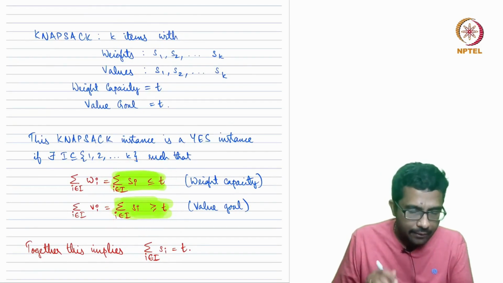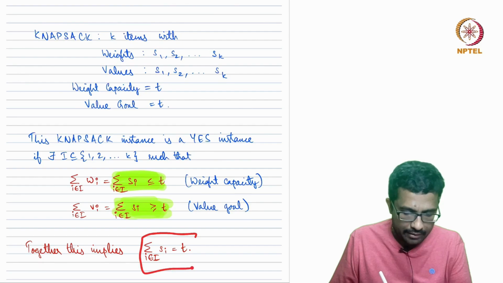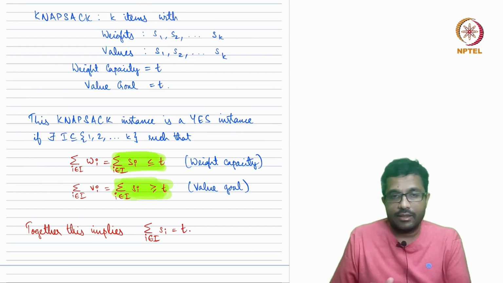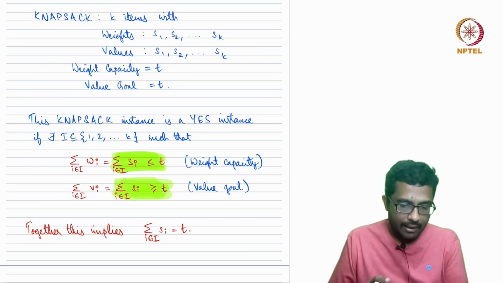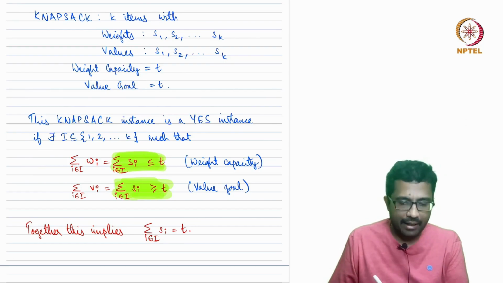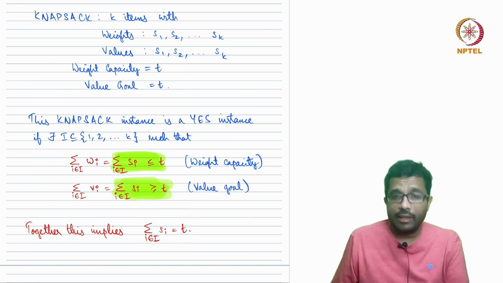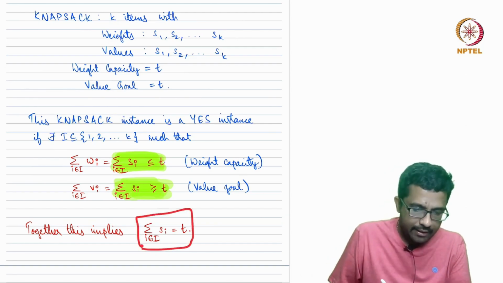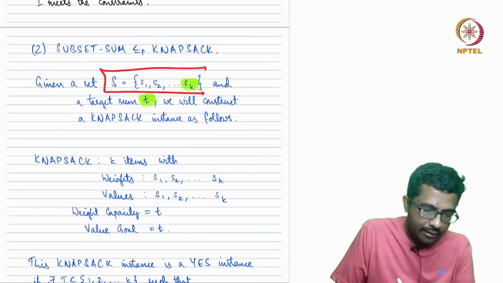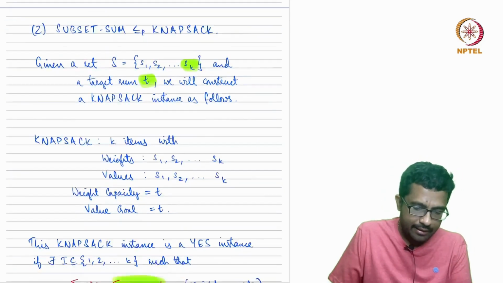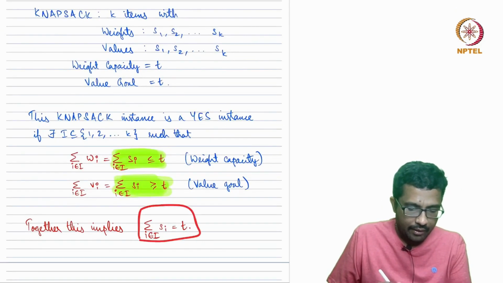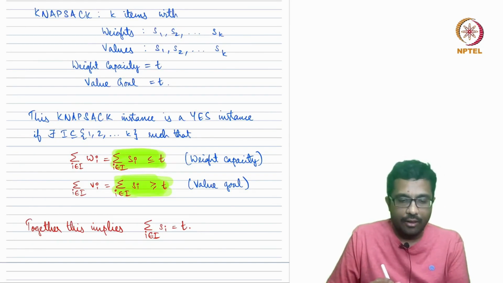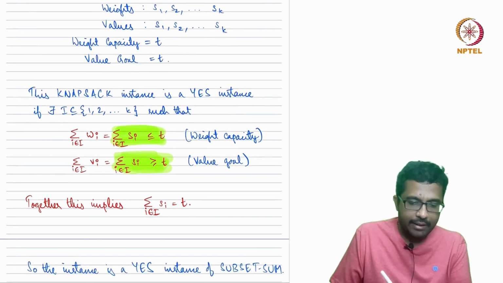So combining this, if the knapsack instance is a yes instance, we have that the summation of the selected Si is equal to T. So a yes instance of knapsack gives exactly what happens in the yes instance of a subset sum. This is a subset of the given set S which sums to the target sum. So now it's very clear that a yes instance of a knapsack gives a yes instance of the subset sum, and the yes instance of the subset sum also gives a yes instance of a knapsack.